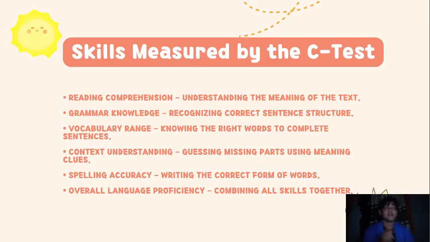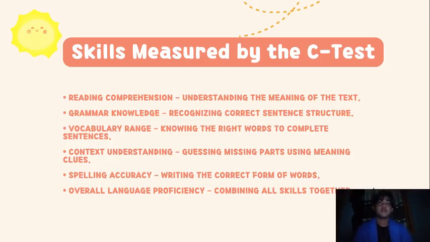Skills measured by the C-test. The C-test measures many language skills at the same time. First, it tests reading comprehension because students must understand the meaning of the text. Second, it checks grammar and vocabulary. Since they need to know the correct words and sentence forms, it also tests how well students can use context to guess missing parts. And finally, it measures overall language proficiency, how all these skills work together.